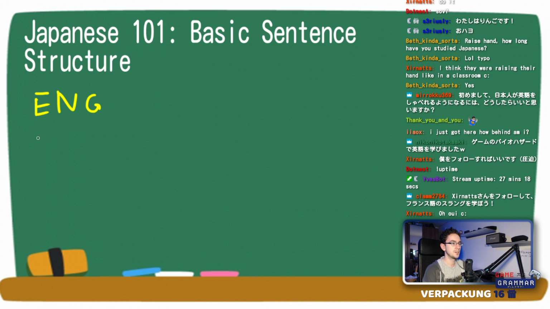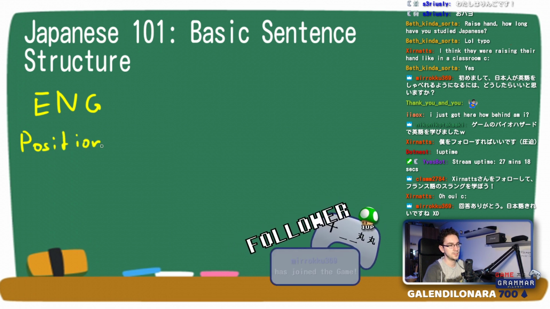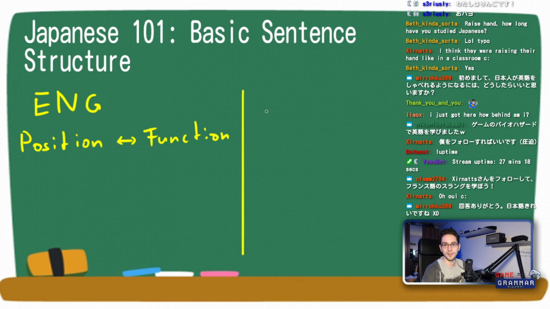In English, position kind of corresponds to function, okay? I'll explain what I mean. And in Japanese, well, you thought it does not.